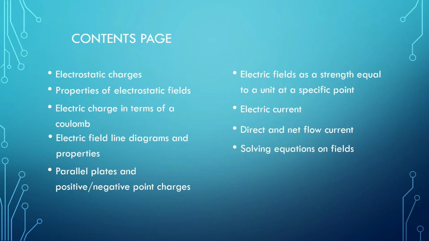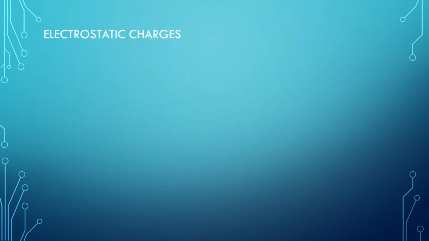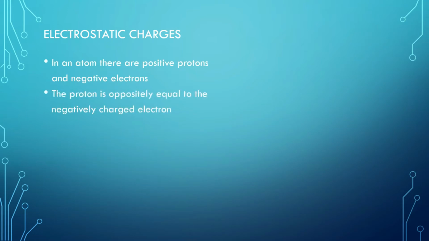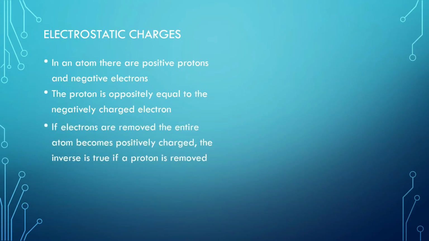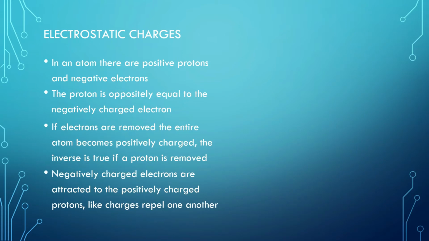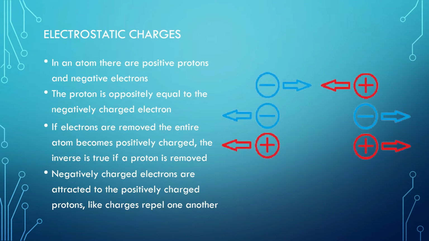First of all, electrostatic charges. In an atom, there are positive protons and negative electrons. The proton is oppositely equal to the negatively charged electron. This makes the protons and electrons balance out and makes the entire atom a neutral charge. If electrons are removed, the entire atom becomes positively charged. The inverse is true if a proton is removed. Negatively charged electrons are attracted to the positively charged protons. Like charges repel one another, as shown in this diagram.